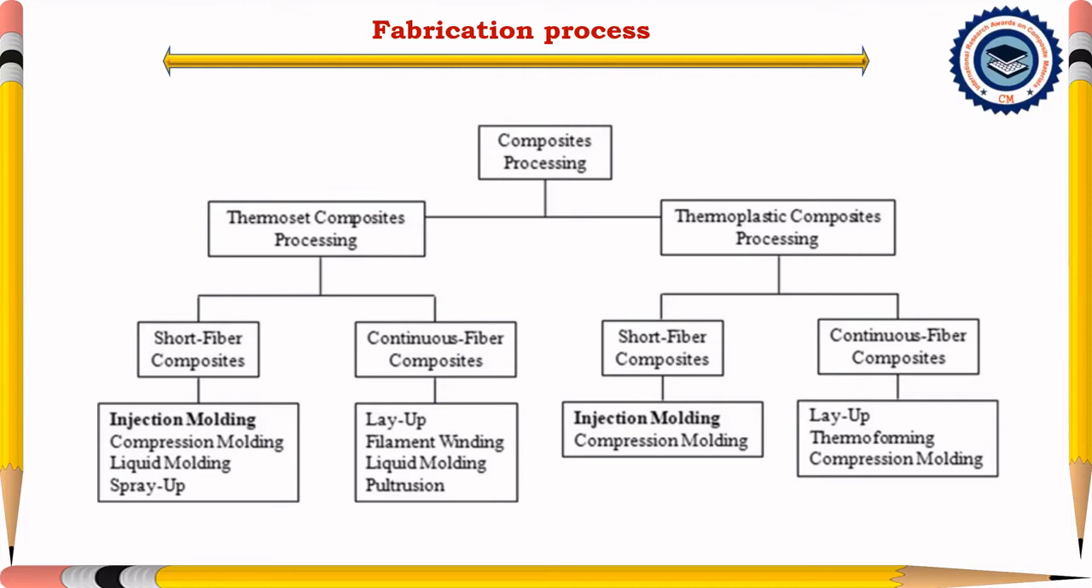The next one, thermoplastic composite processing. This also consists of 2 different categories. First one, short fiber composites. Second one, continuous fiber composites. The short fiber composites consider 2: first one, injection molding, second one, compression molding. The continuous fiber composites consider layup, thermoforming, and compression molding.